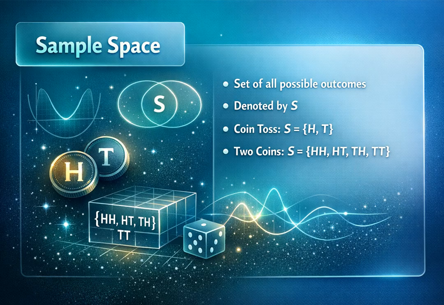The sample space is the set of all possible outcomes of an experiment. We denote it by S. For a single coin toss, S equals {H, T}. For two coins, S equals {HH, HT, TH, TT}. For rolling a die, S equals {1, 2, 3, 4, 5, 6}. The sample space serves as the universal set for all probability questions about that experiment.